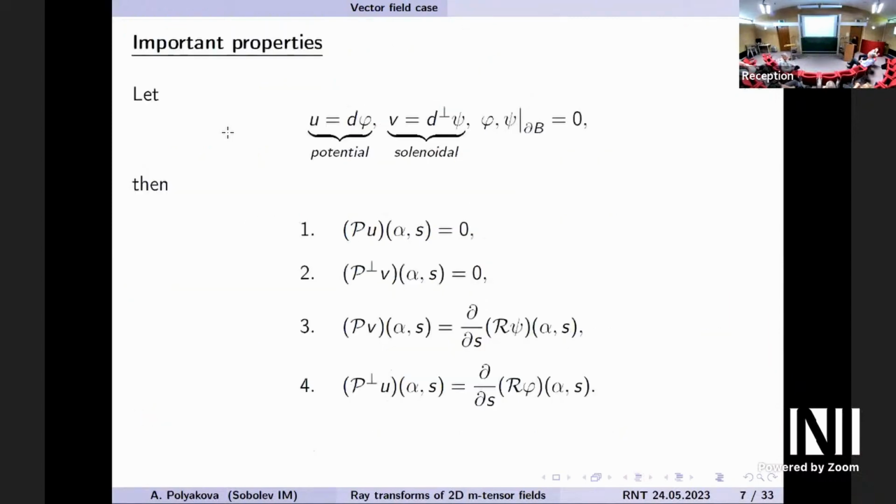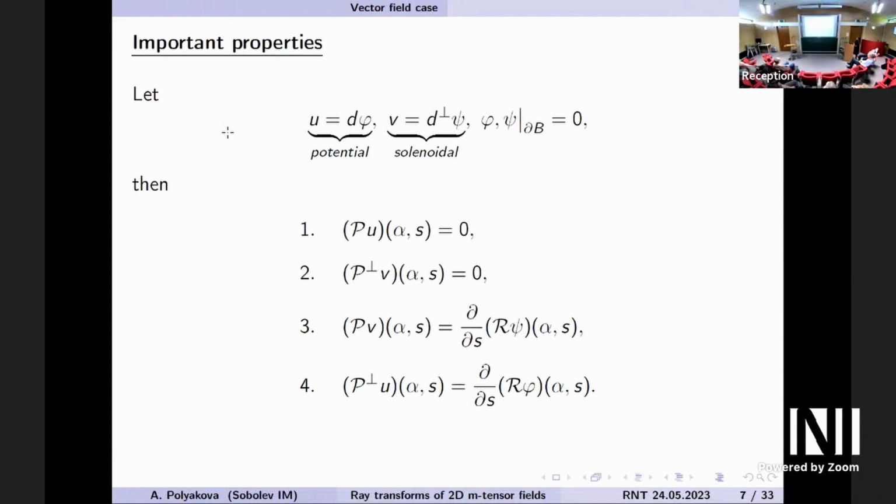And these transforms have four properties. First and second property tell us that these transforms have non-trivial kernels. In other words, if we know only the longitudinal ray transform of a vector field, the longitudinal ray transform of the potential vector field is equal to zero. So, if we know only the longitudinal ray transform, we can reconstruct only the solenoidal part of our field.